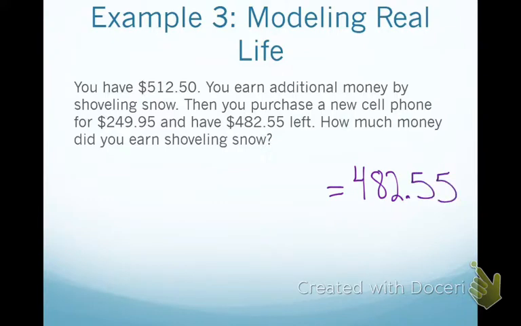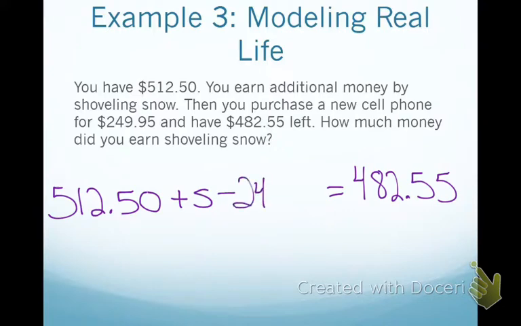With me? Okay. All right. So now, what did we say? 512, was it positive or negative? Positive. And 50 cents plus how much I made shoveling snow. I just used an S, okay? I don't know how much money I made shoveling snow, okay? And what did we say 249 was, positive or minus? Negative. 249.95. You see how we put that into an equation?